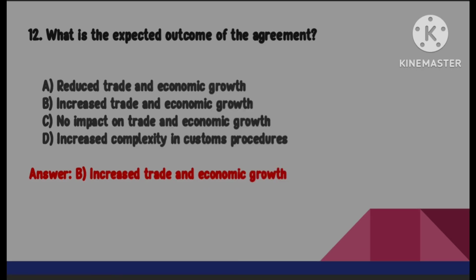Let's proceed with the next question. What is the expected outcome of the agreement? Option A, reduced trade and economic growth. Option B, increased trade and economic growth. Option C, no impact on trade and economic growth. Option D, increased complexity in customs procedure. And the right answer is option B, increased trade and economic growth.